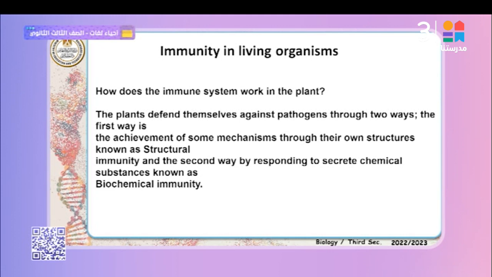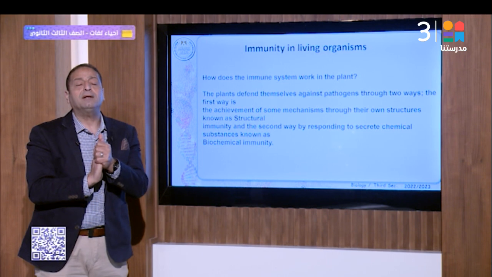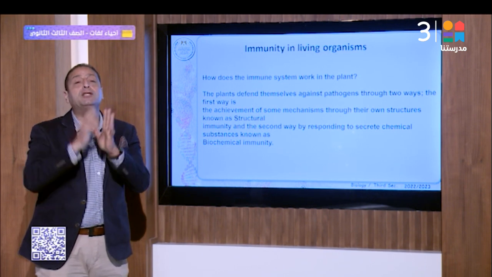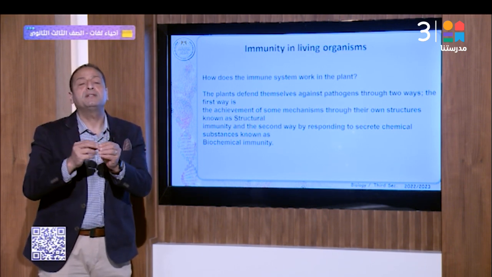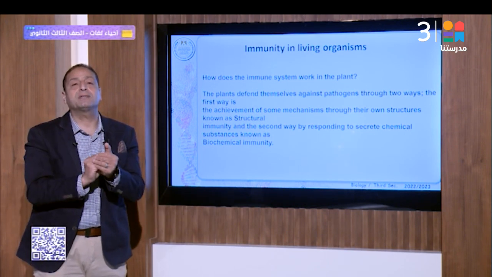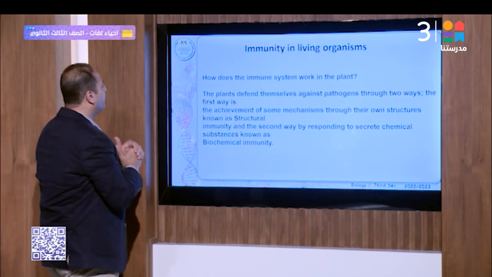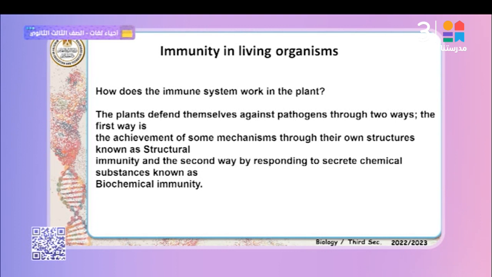Structural immunity is divided into two types: pre-existing structural defense and induced structural defense. Pre-existing defense is already found in the plant as a result of the deposition of cellulose and lignin. That is called pre-existing. Induced defense results from tearing, cutting, or wounding, when microbes and pathogens enter, so it is called induced structural defense. The second way is by responding and secreting chemical substances, known as biochemical immunity.